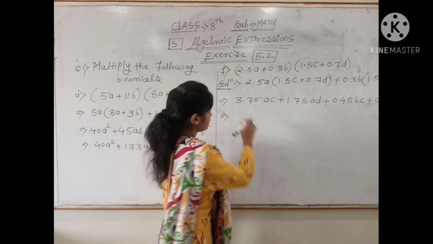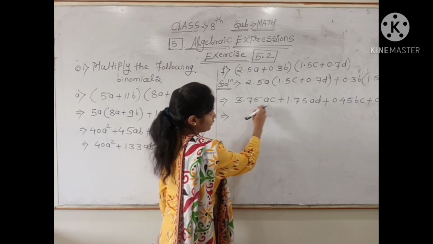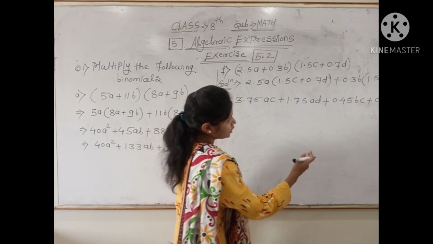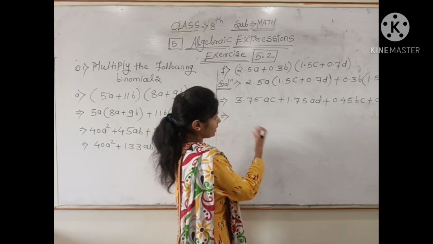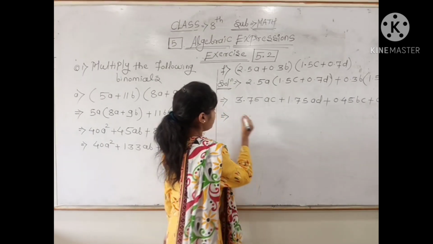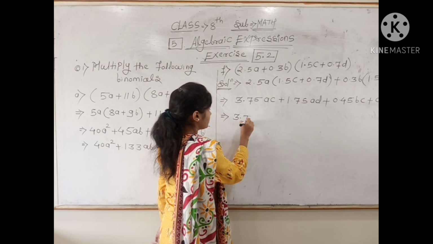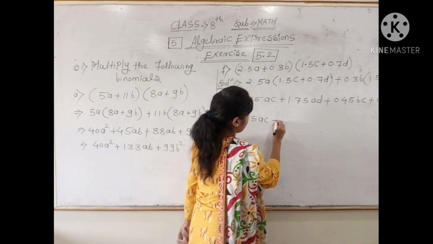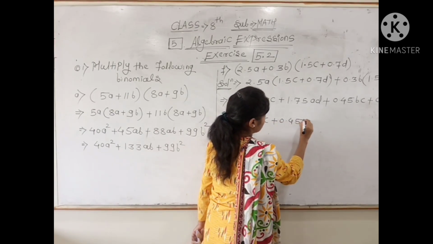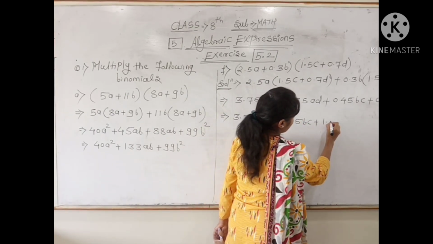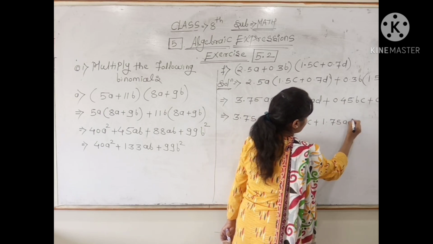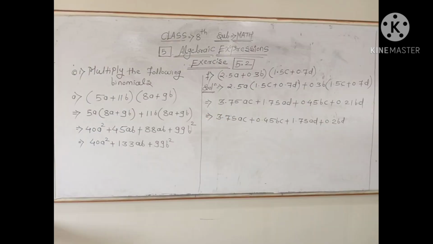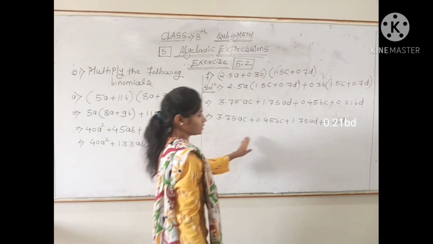Now we have to give the sum: 3.75 AC, 1.75 AD, 0.45 BC and 0.21 BD. Is there any like term here? No. So we have to write this answer properly: 3.75 AC plus 1.75 AD plus 0.45 BC plus 0.21 BD. It is the answer. See students, I will explain this question again.